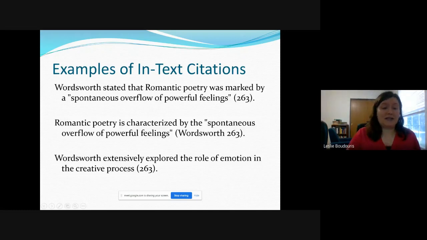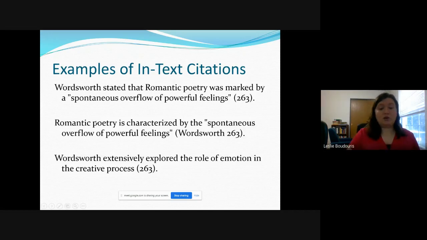If they didn't have their last name, like down here at the very bottom, I guess they don't have that. And the second one, they don't have the last name of the author anywhere in the sentence, so they have to put that last name in there. So include the last name of the author in the parentheses if you don't include their name in the sentence you were citing. If you do, you only have to put the page number if you have it.